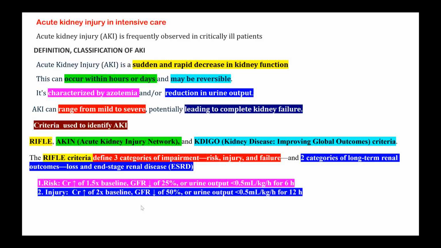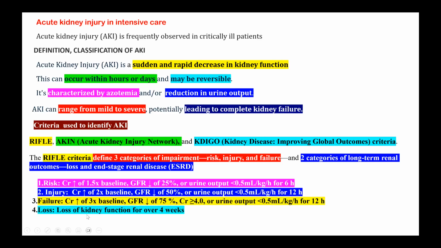The second is called the injury, where there is a 2 times increase in the creatinine and the GFR comes down, and the reduction in urine output, the duration gets prolonged. In the risk stage, it is only for 6 hours. In the injury stage, it is more than 12 hours. There is a decrease in urine output. And in the failure stage, the creatinine increases thrice, or 3 times, and urine output reduction goes beyond 12 hours also.